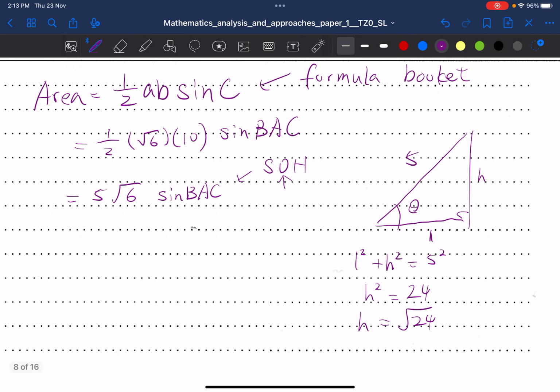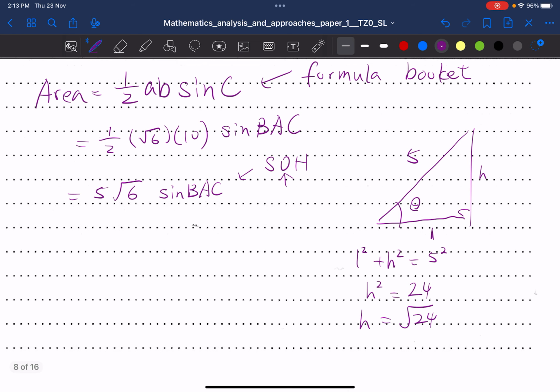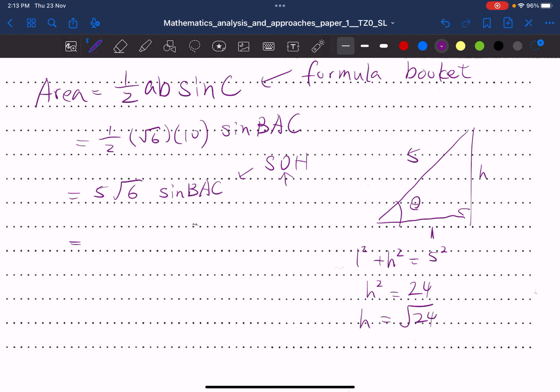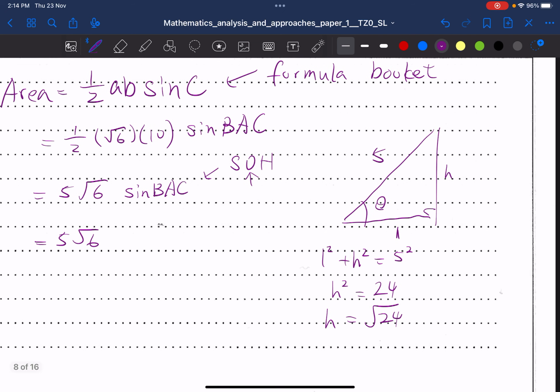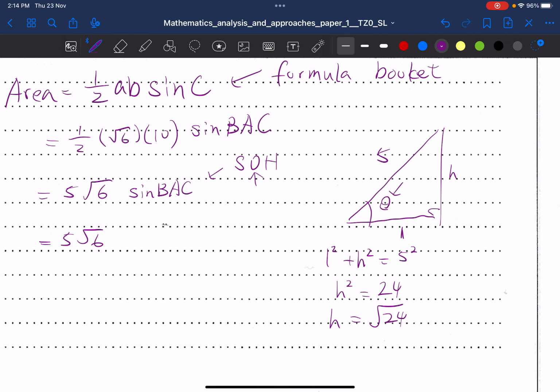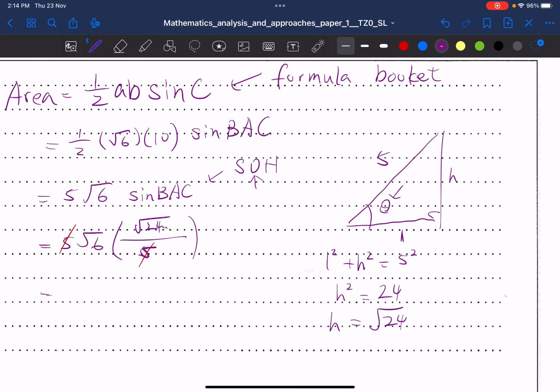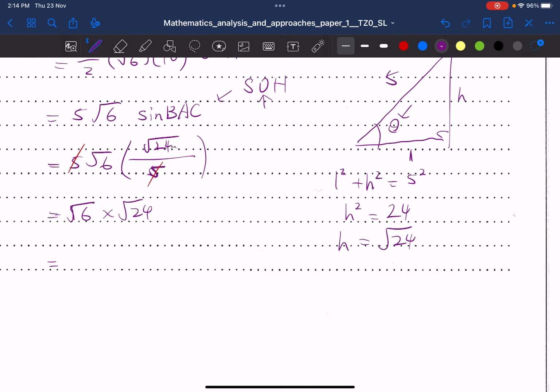So sine of that basically is, what's that? So sine BAC, so simply signing this, right? So H over 5, which we got, H is root 24, so root 24 over 5 here. Okay, so this is 5, sorry. And then we just cancel the 5 here, so I hope that's pretty nice. And then root 6 times root 24. Okay, so what is 24 times 6?